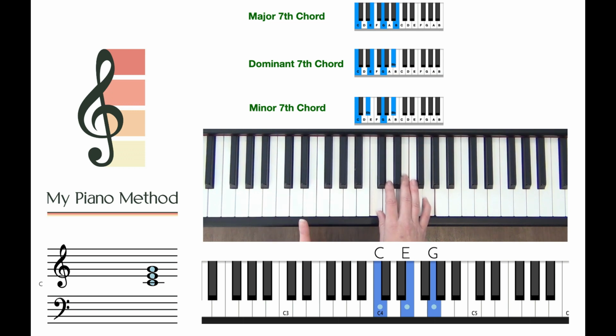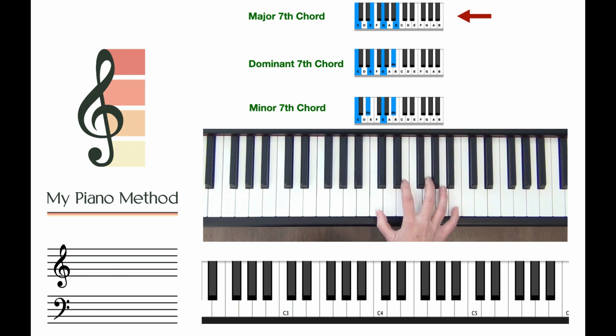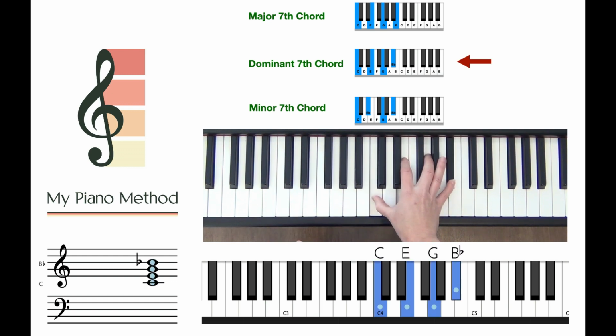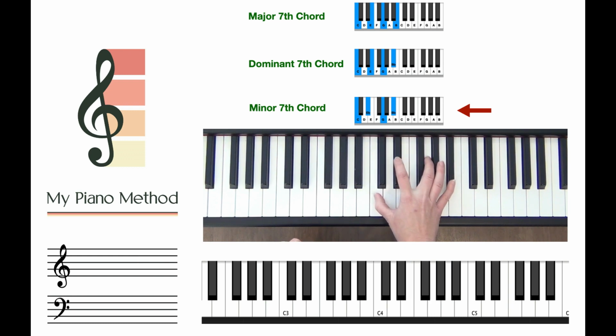Now the 3 7th chords we're going to learn today are the major 7th chord, which is a very jazzy chord and used in lots of jazz. The dominant 7th chord, which is a very bluesy chord, and you'll hear this a lot in blues improvisations. And then the minor 7th chord. So major 7th, dominant 7th, and minor 7th.